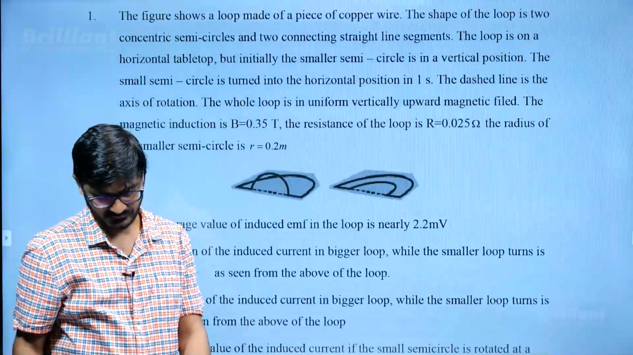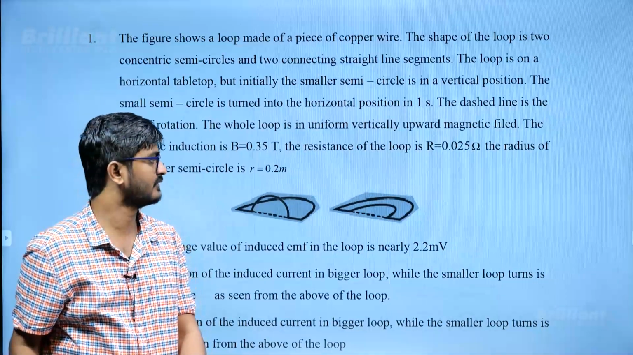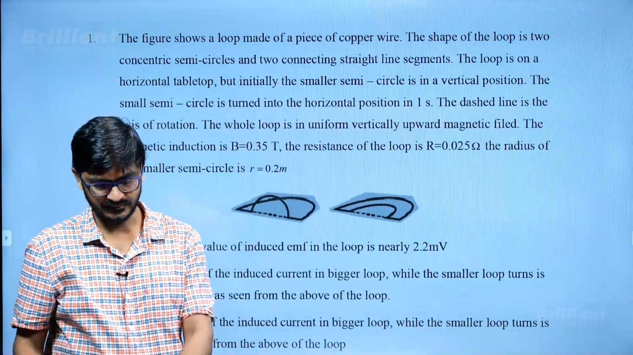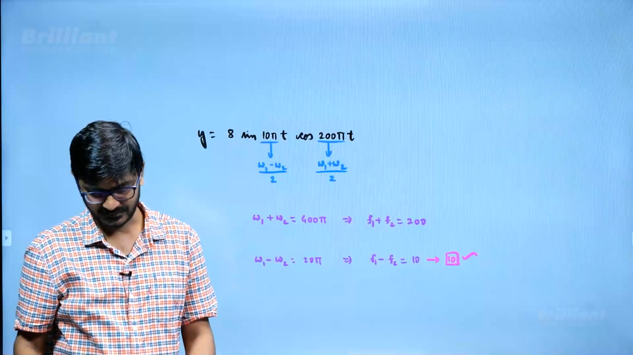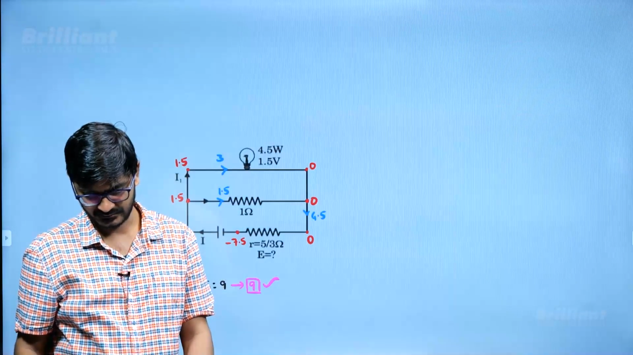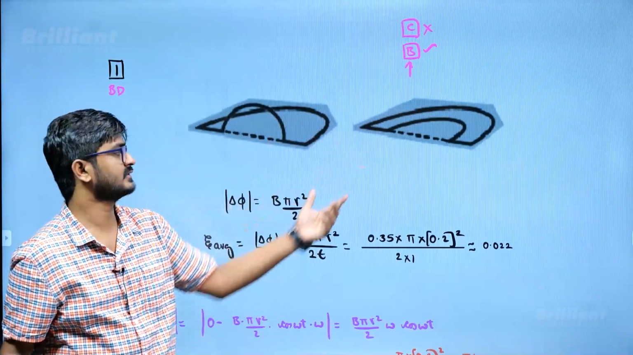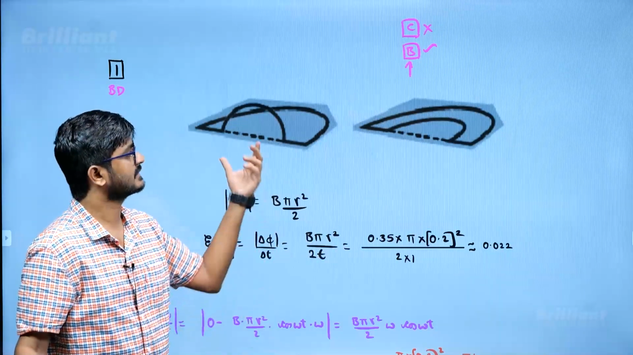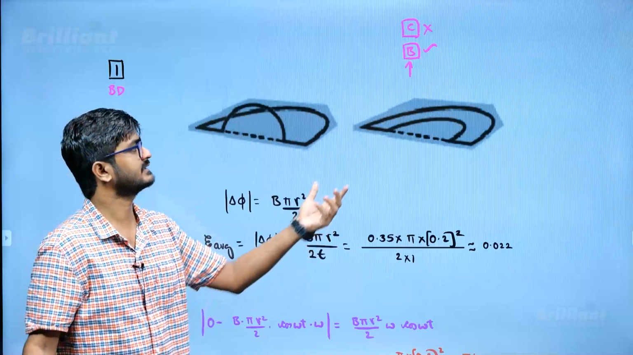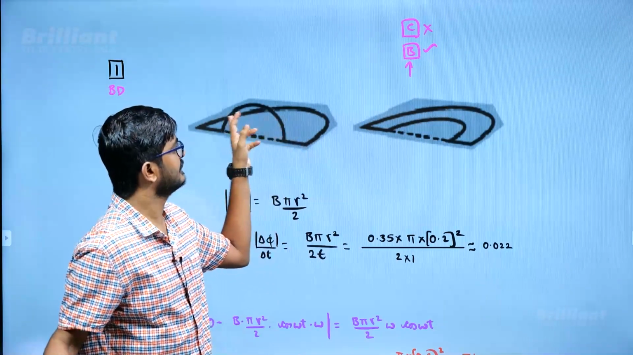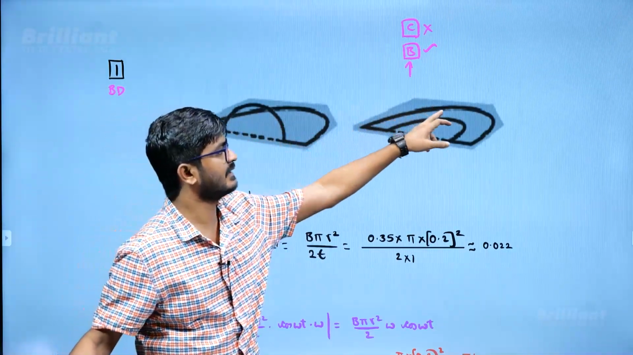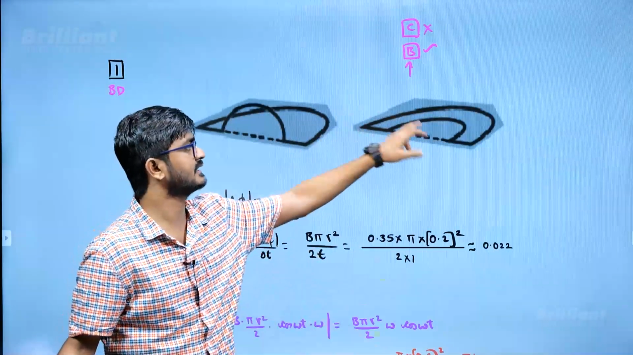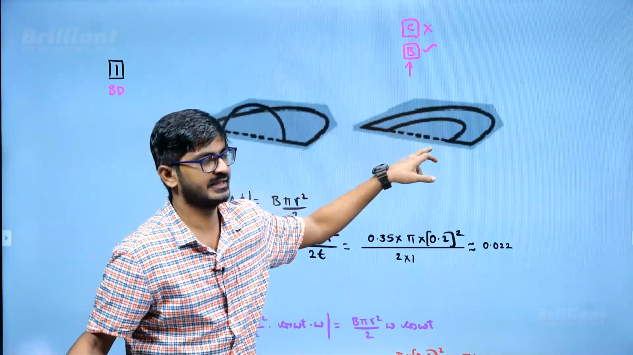Now going to the first option, the average value of induced EMF. How to calculate the average value? That is change in flux by time taken, right? Now how to calculate change in flux? That is magnetic field times change in area. What is change in area? Initially the bigger area is affected, finally bigger area minus smaller area is affected. If you look at the difference in the area, that is the smaller area, right?